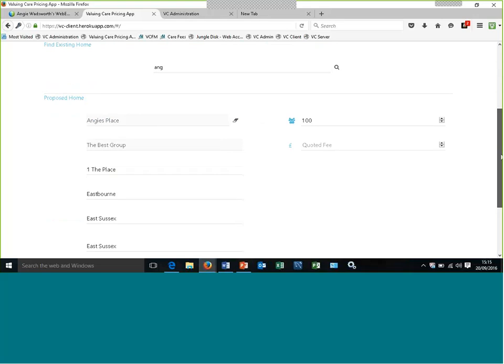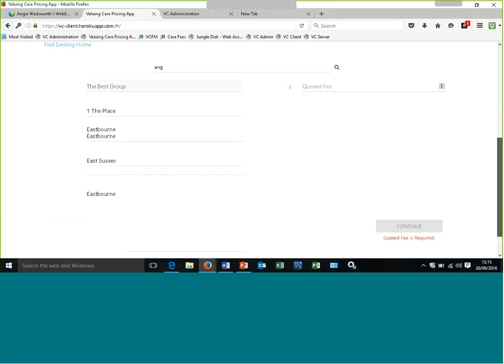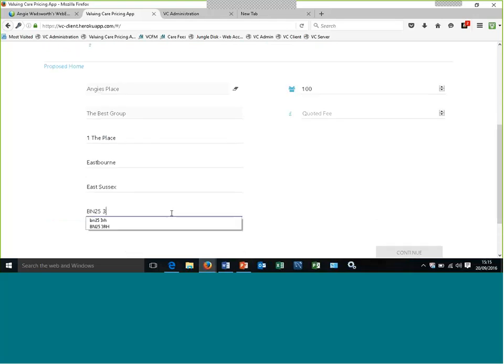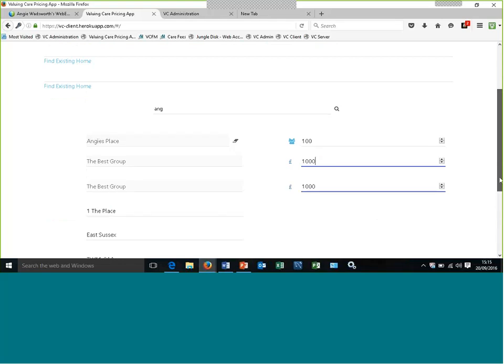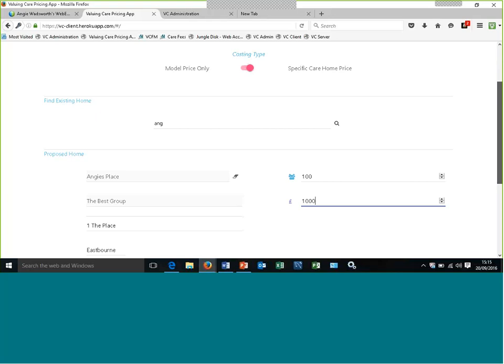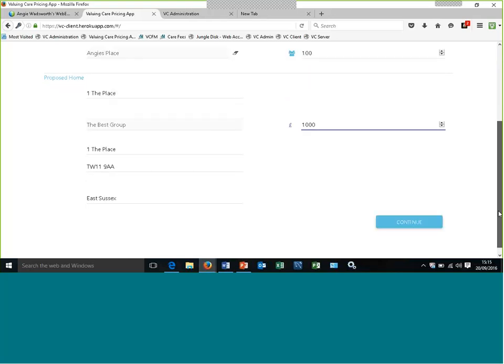Okay, when they add a home to the system, it will ask for the location of the home. I'm just going to overwrite this because I know that I want to use a specific postcode area where my service user is currently living and where they want the service to be. And my quoted fee, they've told me that I should expect to pay £1,000 a week for this particular service, which is provided across a 100-bedded home. Okay, so I'm going to click on continue.